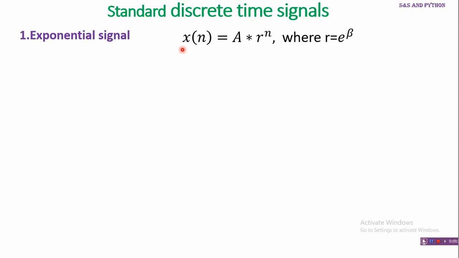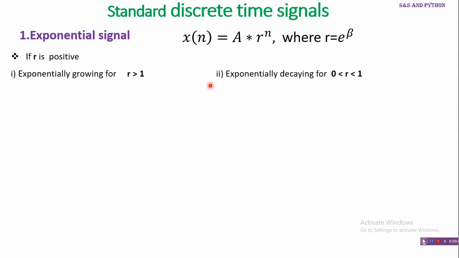So next, standard discrete time signals. The exponential signal is given by x of n equal to a into r to the power of n, where r itself is e to the power of beta. So this will take different forms depending on the value of r, whether it is positive or negative, whether it is greater than 1 or a fraction. So if r is positive, then we'll have two cases. One is for r greater than 1, the other one is for r a positive fraction.